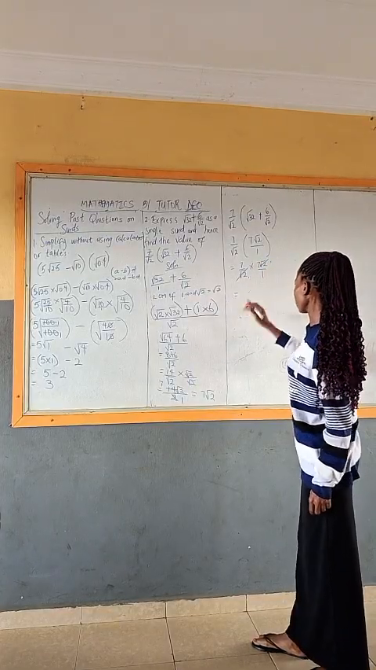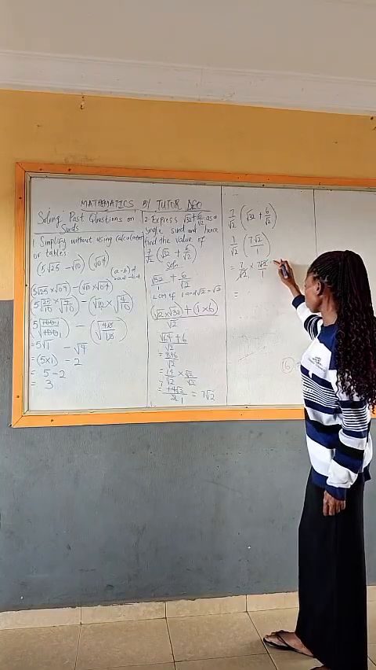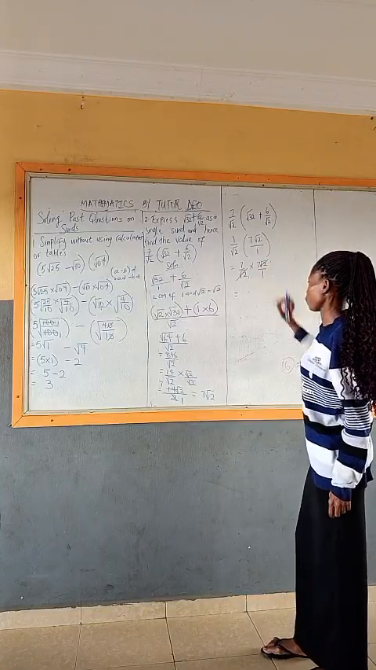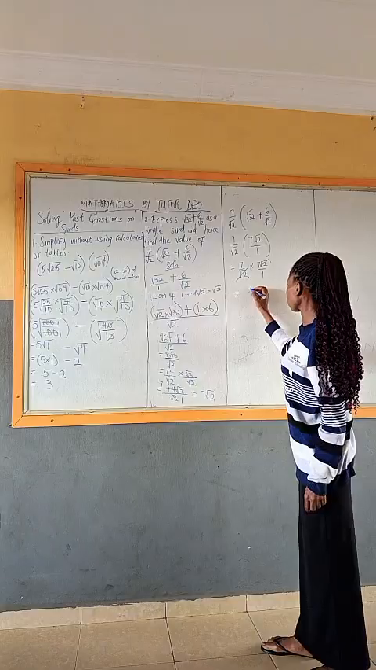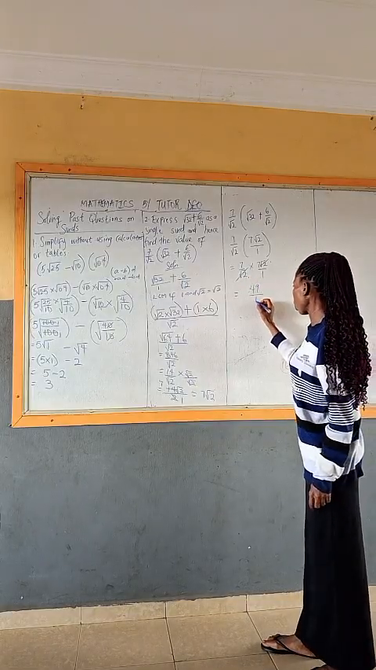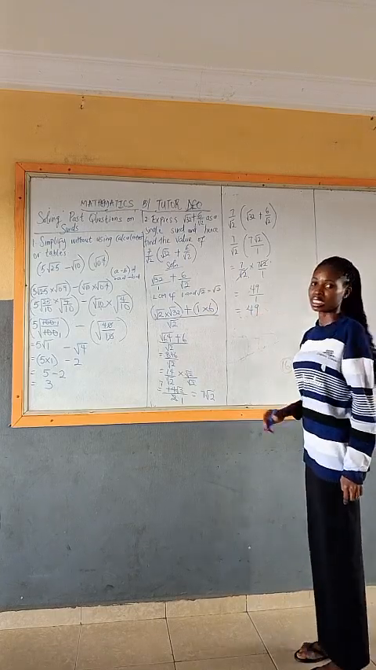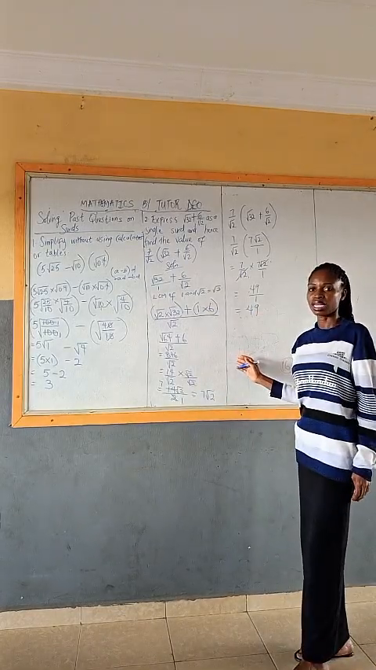So we have 7 over 1 left here, and we also have 7 times 1, which is 7 over 1 left here. 7 times 7 is what? 49. All over 1 times 1, 1. 49 divided by 1 still remains 49. And this is our final answer.